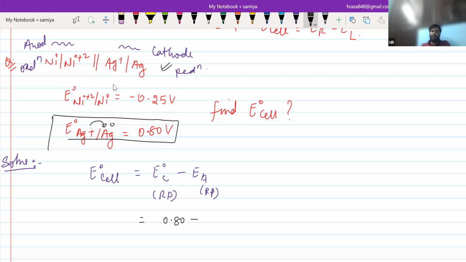Now come to anode. On anode, Ni plus 2 is given and we need to take the reduction potential of this. How do we recognize whether reduction potential or oxidation potential is given? You can see it is going from plus 2 to 0, that means reduction potential is given. So directly write the value and solve it. 0.80 plus 0.25 will be 1.05 volt. Got it?